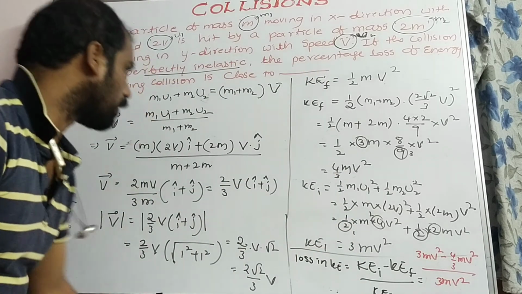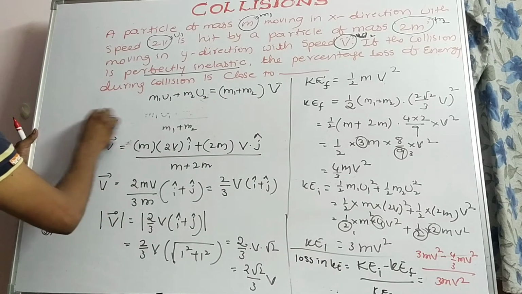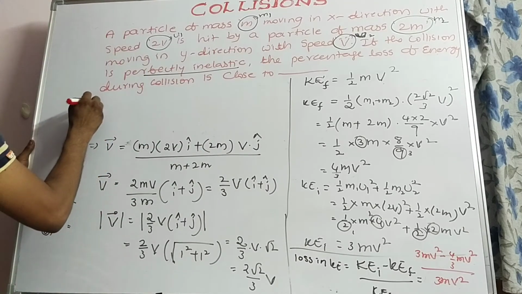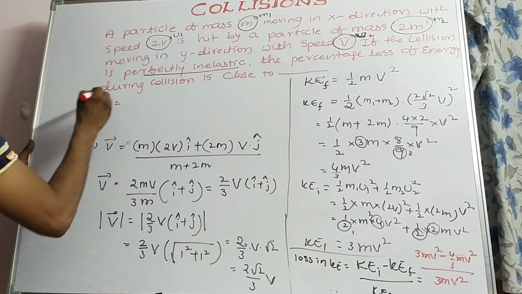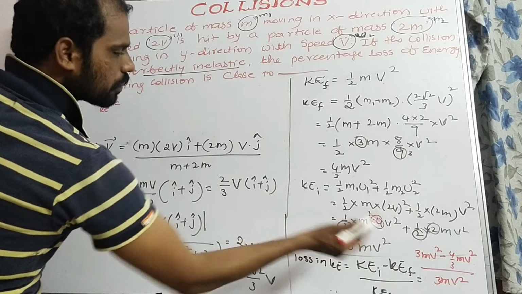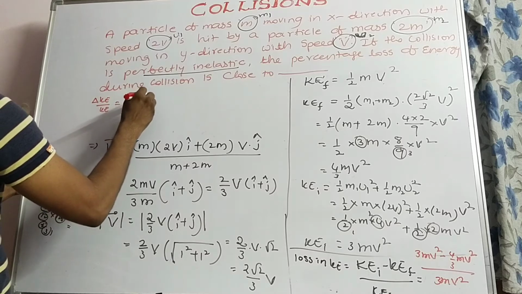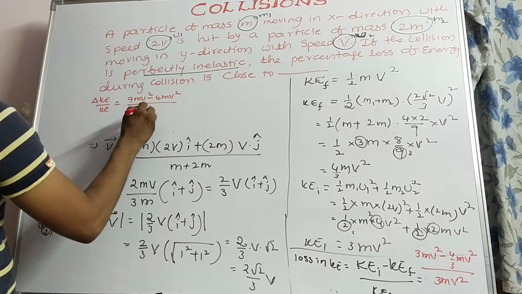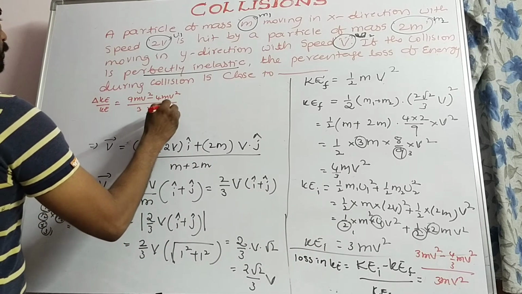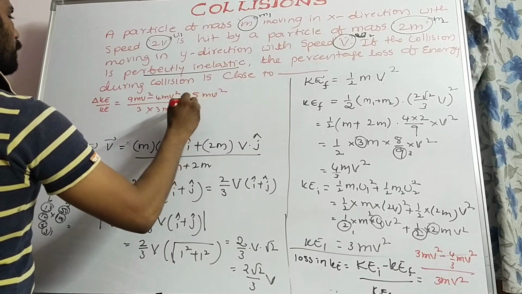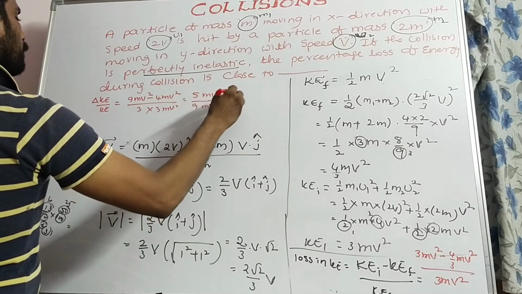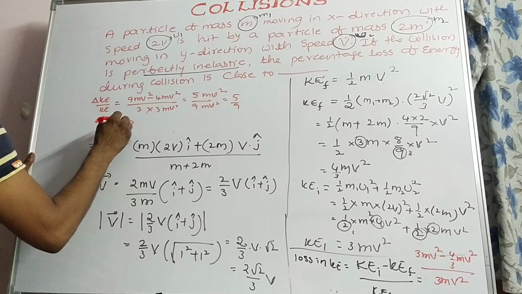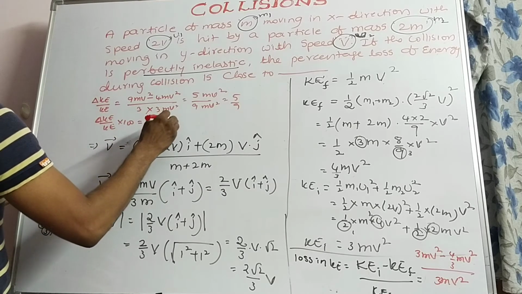Now see, I will write this formula here. Loss in KE, that is delta KE by KE, is equal to 3 3s are 9m square minus 4m square by 3, into remainder 3m square. That is equal to 5m square by 9m square. That is 5 by 9. Now delta K by K into 100 is equal to 5 by 9 into 100.